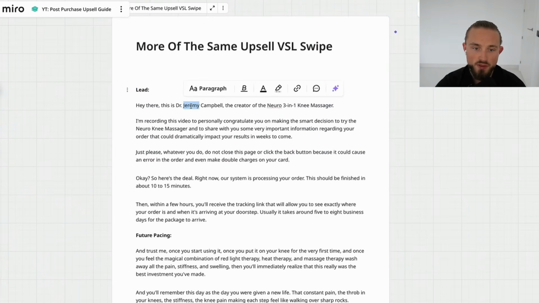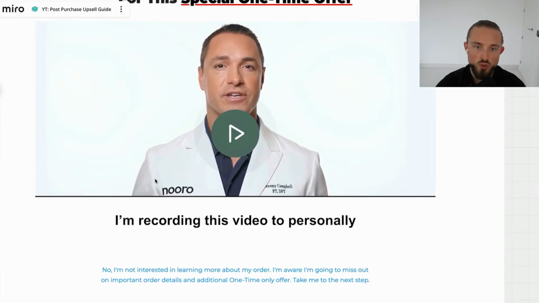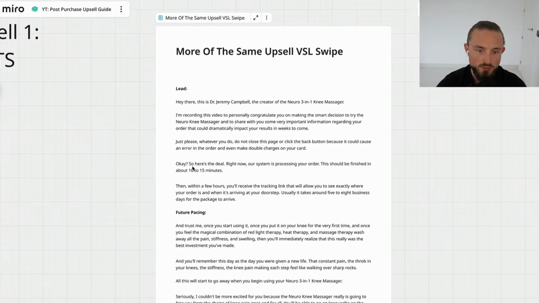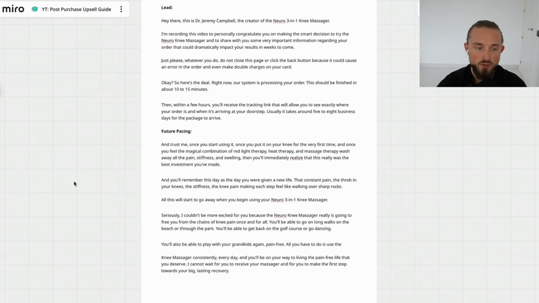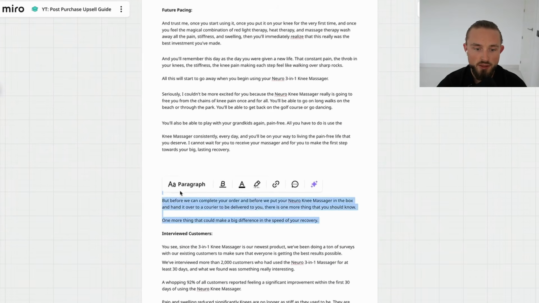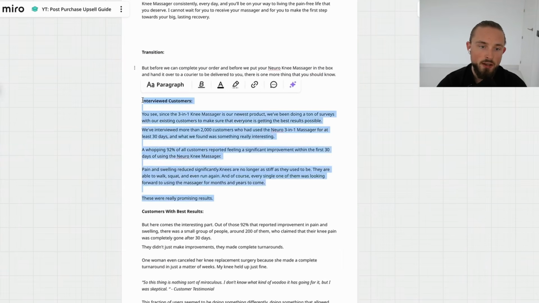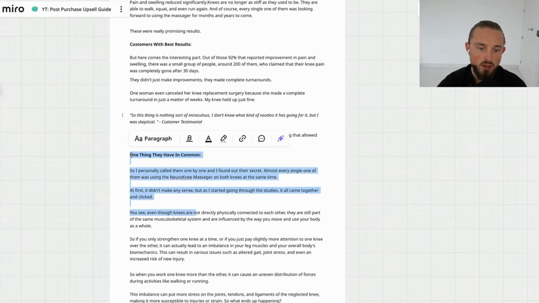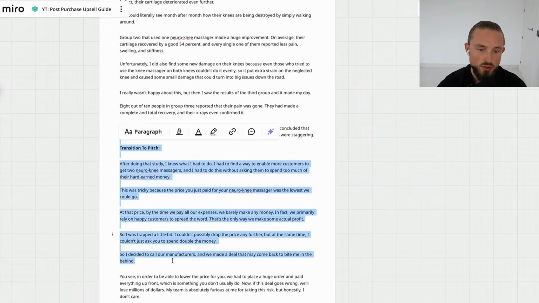Super high level. Again, we have this authority figure called Dr. Jeremy Campbell, which is this good looking doctor here, which is really trustworthy and has great authority. And then essentially, super high level, you can say here, this is the lead of the VSL, so just the introduction. We then have the future pacing, so essentially reaffirming their decision that they made a great decision. Then the transition, right, to what they want to pitch you next. Then saying, hey, we have talked to a lot of customers. The customers that get the best results all have one thing in common, right? And then they give you some more proof, and then they transition to the pitch, right?